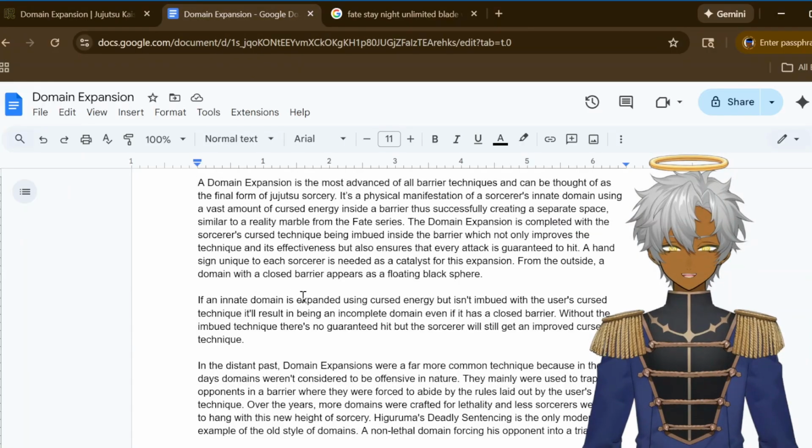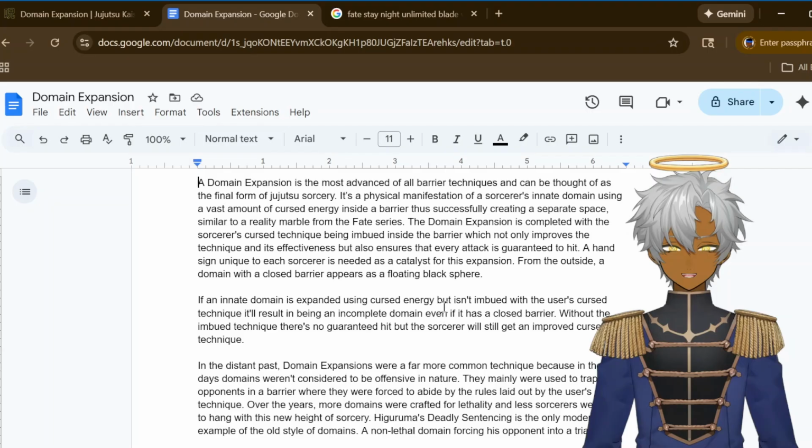So if an innate domain is expanded using cursed energy but isn't imbued with the user's cursed technique, it results in an incomplete domain. This is the third version of domains as far as barriers and cursed techniques go, even if it has a closed barrier. So whether there's a closed barrier or an open barrier, closed barriers being like Gojo's and open barriers being like Sukuna's, regardless of whether there is or is not a barrier, if you cannot properly imbue your technique into your domain, it is an incomplete domain.